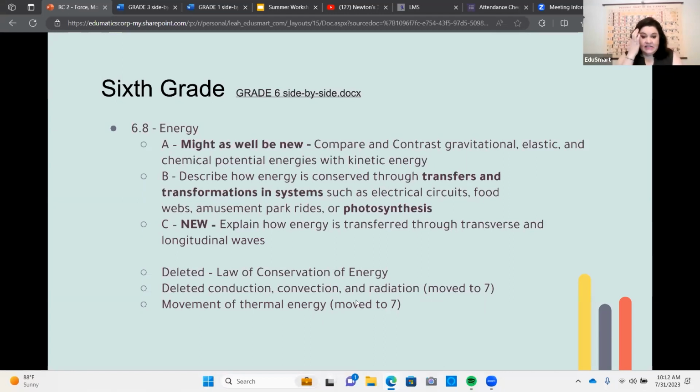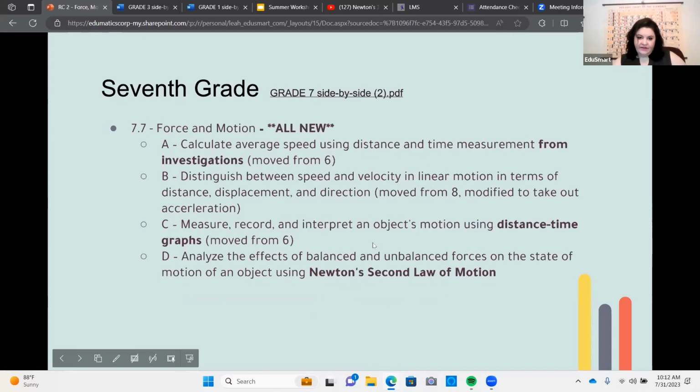But I'd say fourth grade and sixth grade are definitely some of the most highly impacted as far as the amount of standards and the amount of instructional time that you're going to need on this particular reporting category. Moving to seventh grade. Everything in seventh grade is new.